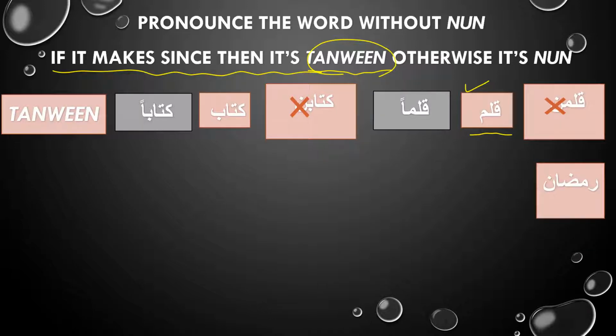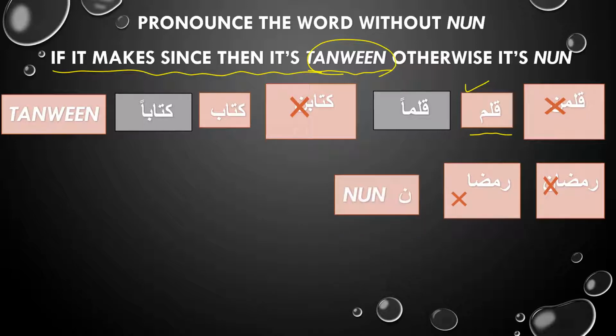Ramadan. Take off noon. Ramada. Is Ramada a word in the Arabic language? No. In this case, we cannot take off noon. We have to add noon. Ramadan. So it's not tanween, it's noon. When it's tanween, if you take the noon off and you pronounce it, if it makes sense, if it has a meaning, if it's a vocab in the Arabic language, then it's tanween. Otherwise, it's a noon.